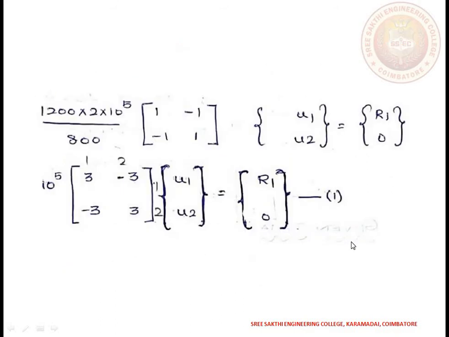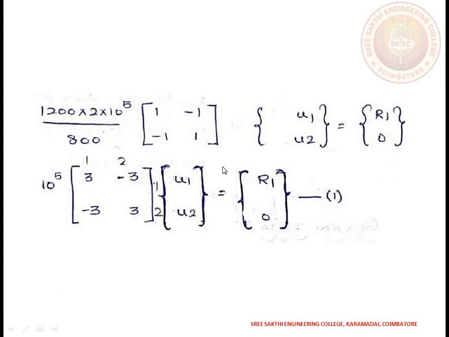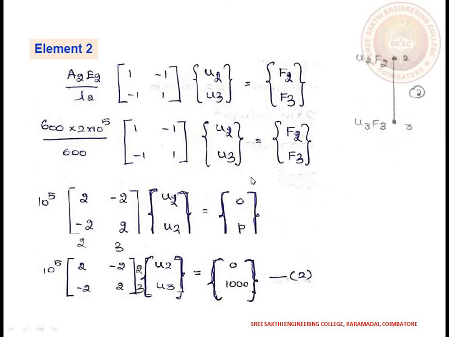Then next you can substitute all the values. Area is 1200 and Young's modulus is 2 into 10 power 5. L1 is 100. Then similarly you can substitute here, then U1, U2, then R1, R2. So that is element 1, nodes 1 and 2. So here the force is nothing but the reaction force, right?